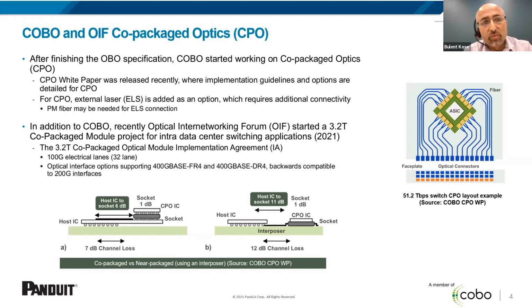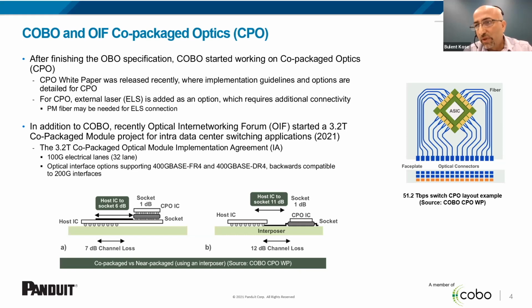In addition to COBO, recently the Optical Internetworking Forum, OIF, also started a project on this. And this is a 32 terabit per second co-packaged optics module for intra-data center switching applications. And the idea is to have 100 gig electrical lanes, 32 lanes, and to support 400G-FR4 and 400G-DR4, also to be backward compatible.